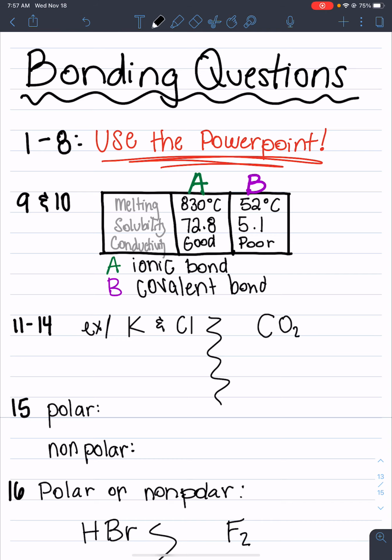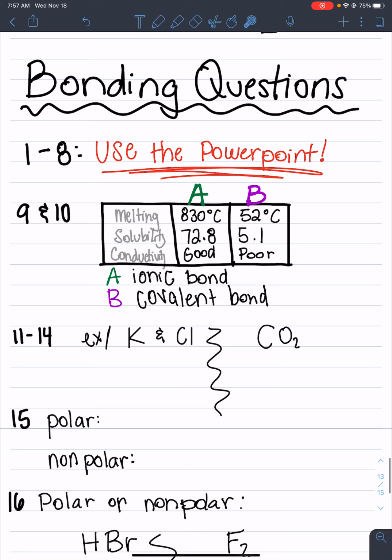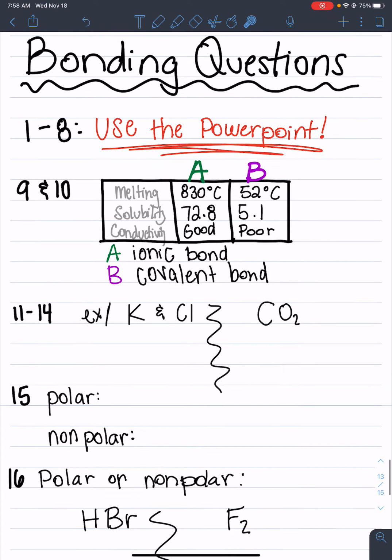So on your homework, you need to look at the chart and tell yourself, does it have a high melting point or a low melting point? Is it really soluble? Is it not soluble? Is it a good conductor or a poor conductor? If it's high melting, high solubility, good conductor, that means it's going to be ionic. If it's low melting, low solubility, poor conductor, covalent. So you're going to have to think through that and figure it out.